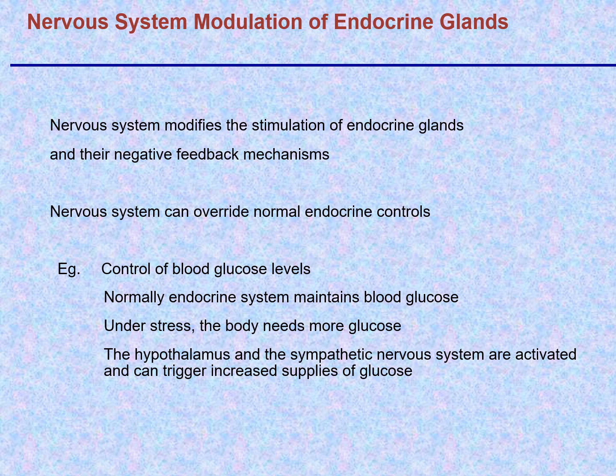Overall, activity of the endocrine glands can be modified by the nervous system. I'm not just talking here about neural stimuli, but in general, the nervous system can have an effect on endocrine glands, and also have an effect on the negative feedback mechanism. It can override certain controls that are normally present. An example would be changes in blood glucose level because of sympathetic nervous output. Normally it's the endocrine system that will maintain and control blood glucose levels through the action of the pancreas, but under stress the body needs more glucose, and both the hypothalamus and the sympathetic nervous system will be activated and trigger responses that increase glucose availability in the body.